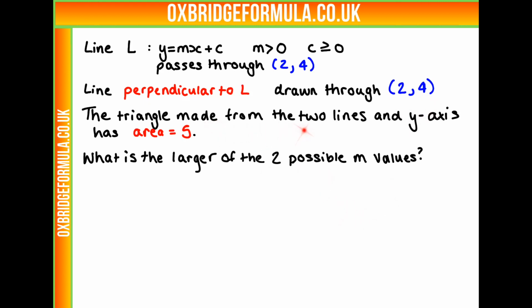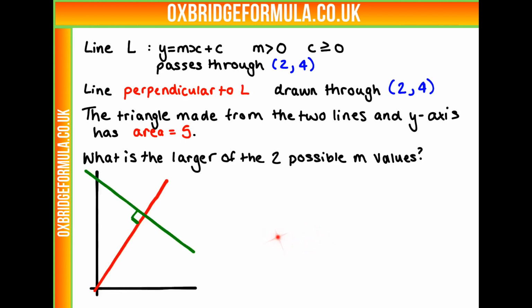And the triangle made from these two lines and the y-axis has an area of 5. We're asked to find out what is the larger of the two possible m values. So let's have a little sketch of what this might look like. We've got a red line which is representing L here, and our green one is our perpendicular line there.